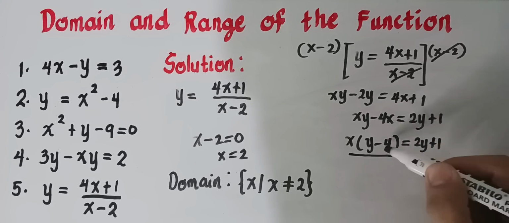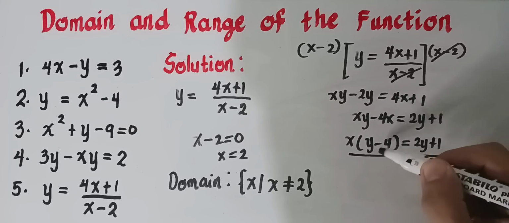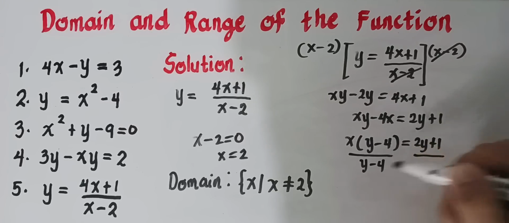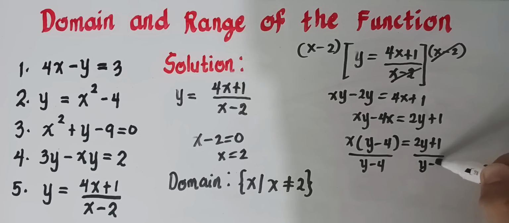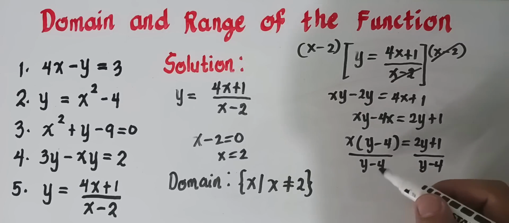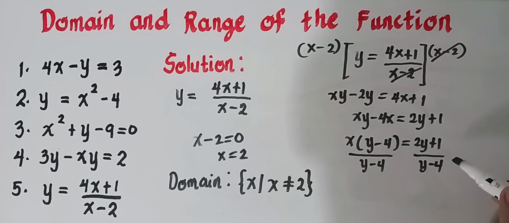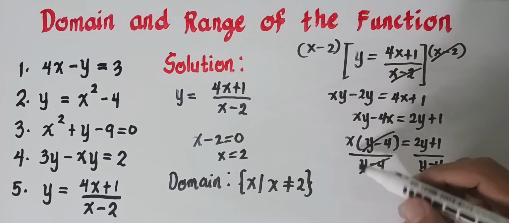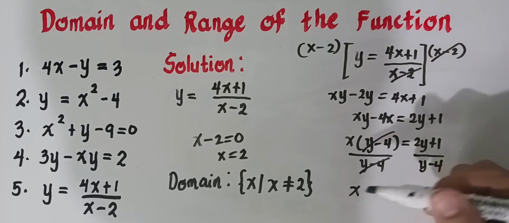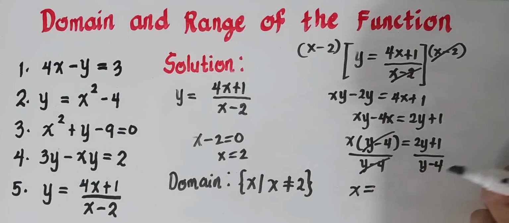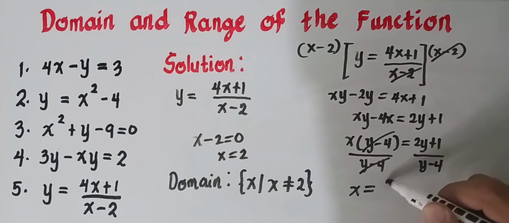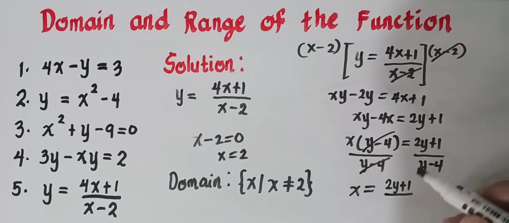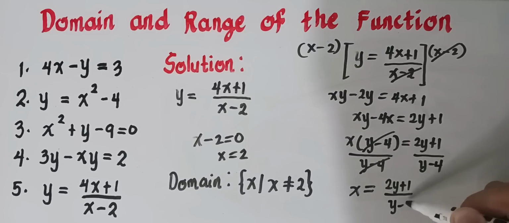So, dito guys, pwede natin i-divide by y minus 4. Sinusolve natin si x. So, y minus 4. Divide all terms by y minus 4. Not only in this side, but also sa kabilang side din, no? So, cancel, cancel. So, ang natira dito guys ay x is equal to, of course, 2y plus 1 all over y minus 4.